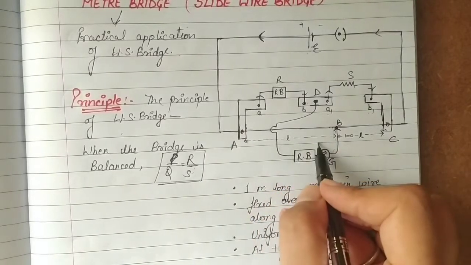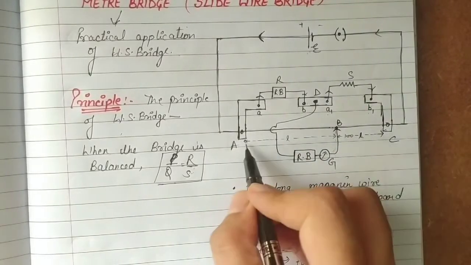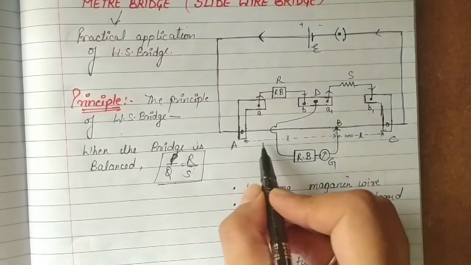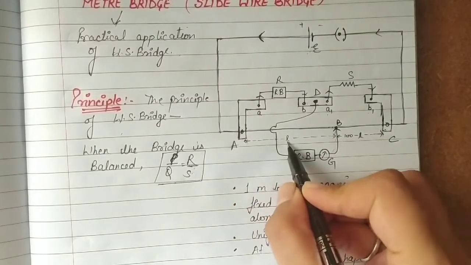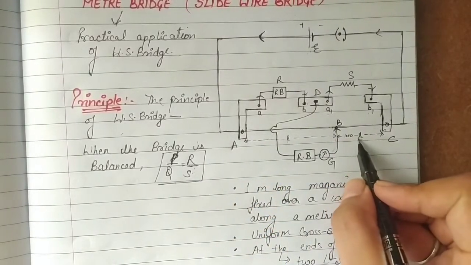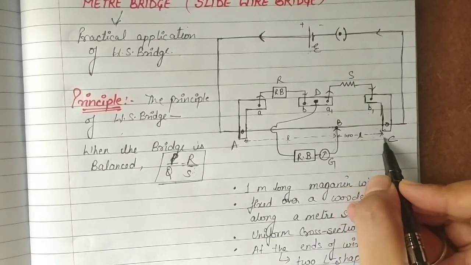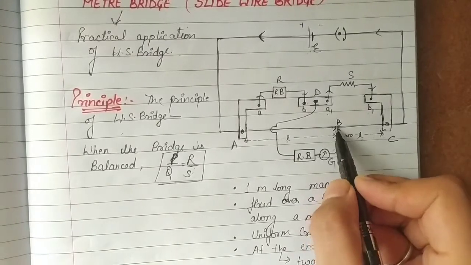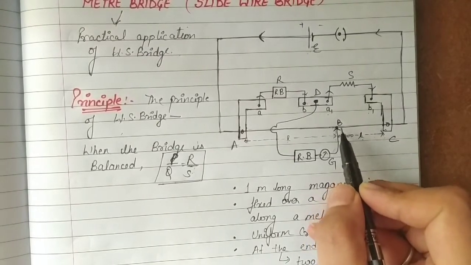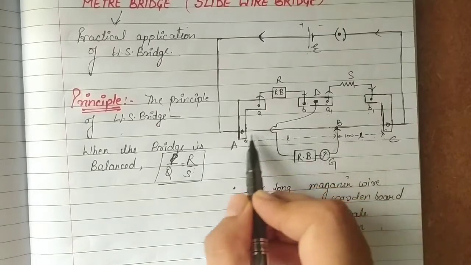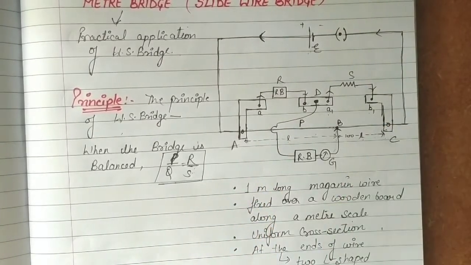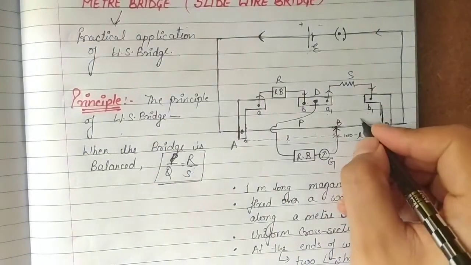Now these are in centimeters because this total length AC is 1 meter, or we can say 100 centimeters. So this AB will be L centimeter and BC will be 100 minus L centimeter, right? Then at point B, jockey shows no deflection, so the resistance of the part AB, let it be capital P, and the resistance of the part BC, let it be capital Q.